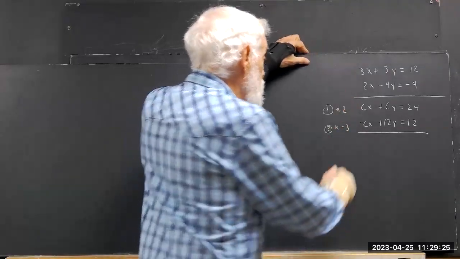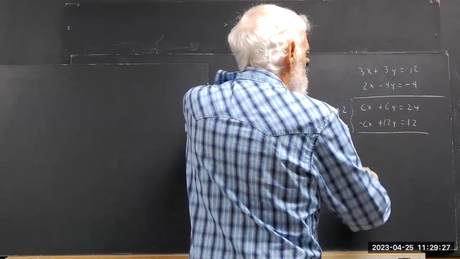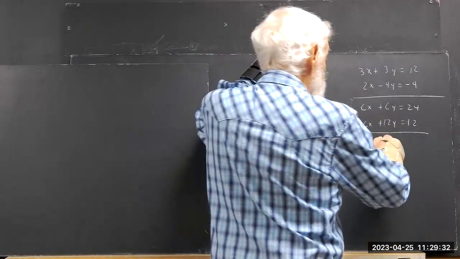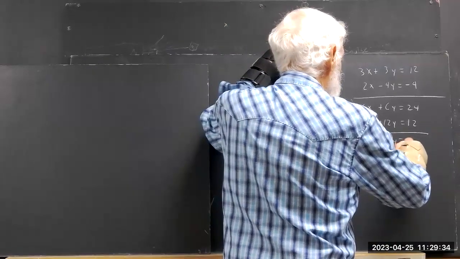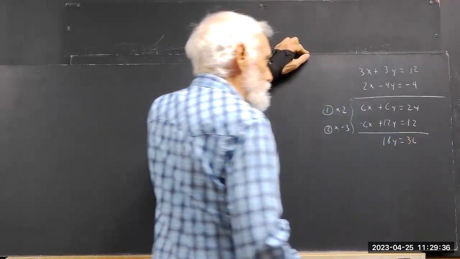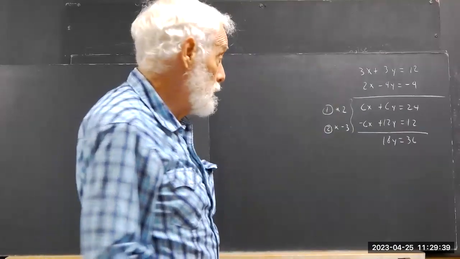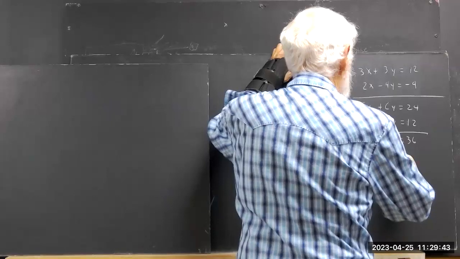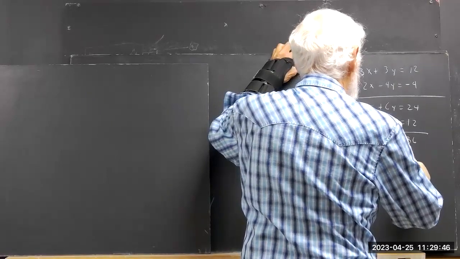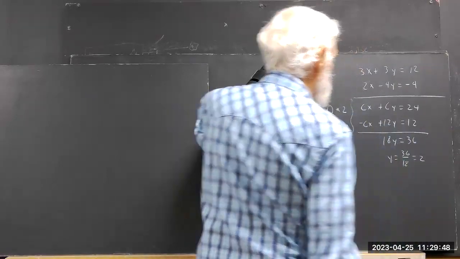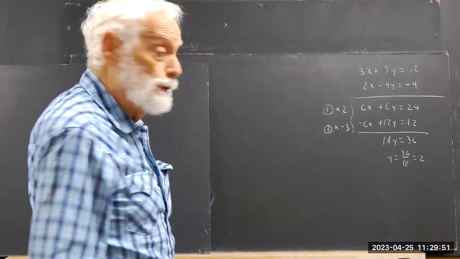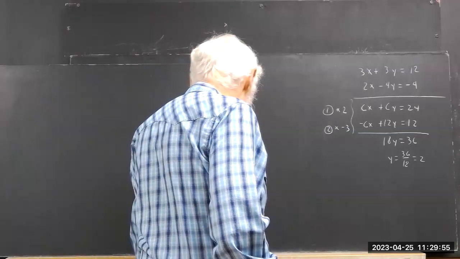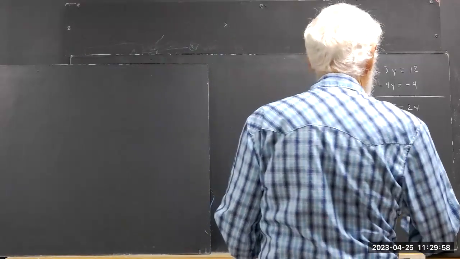Okay, anyhow, this is what we have. We add these two, and we get 6x minus 6x gives us 0. We have 18y equals 36. Now we can solve this for y. 36 over 18, and that's 2. Now we know y equals 2.